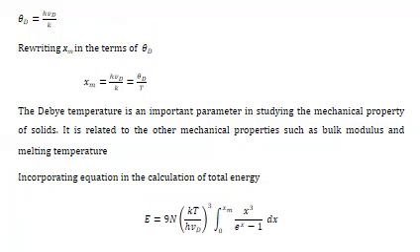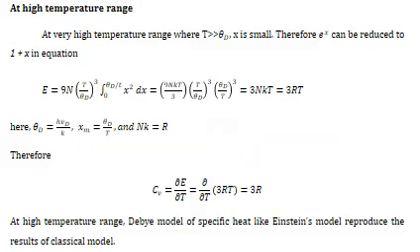Therefore, rewriting this xm in terms of theta d: xm is equal to h nu d by kT, so xm can be written as theta d by T. So use all these equations here. E is equal to 9n kT by h nu d the whole cube, integral 0 to xm of x cube by e power x minus 1 into dx. Substitute the value of xm here.